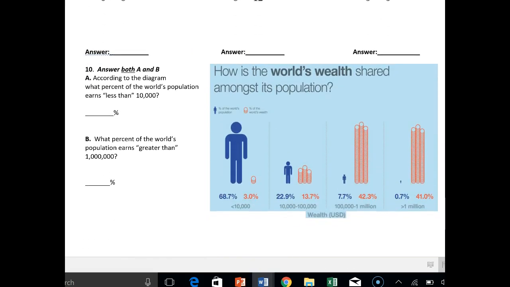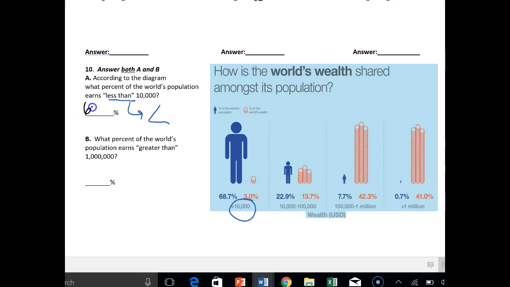Last one. I'm trying to connect math to real world problems. So number 10, it says answer both A and B. I will do number A. According to the diagram, what percent of the world's population earns less than $10,000? So we'll look at this graph down here and we'll say, all right, what percent of the population earns less than 10,000? So the less than sign is the key thing that we're looking for. We're looking for the less than sign. And here it is, less than 10,000. What percent?